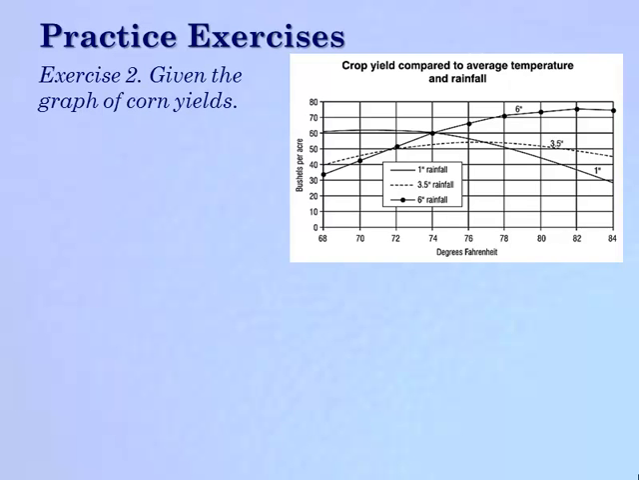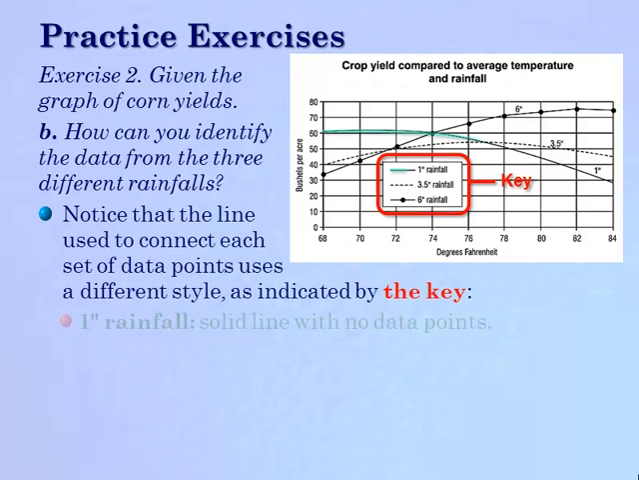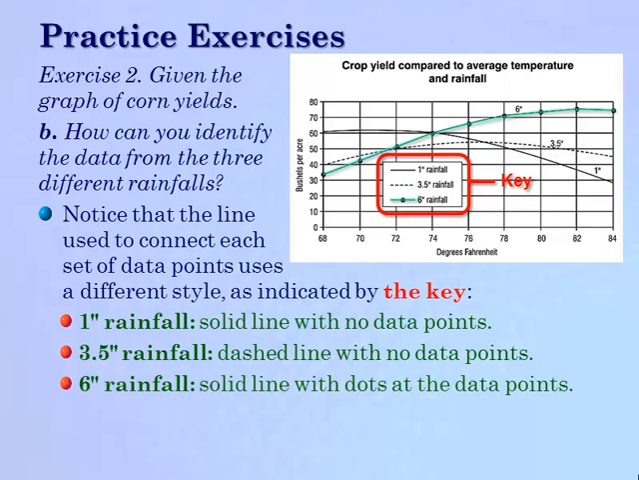So how can you identify the data from the 3 different rainfalls? What's the secret? Just like the previous graph, we have a legend or a key. The key shows you that the 1 inch rainfall is a solid line with no bullets or dots on it. The 3.5 inch rainfall is a dashed line with no data points.